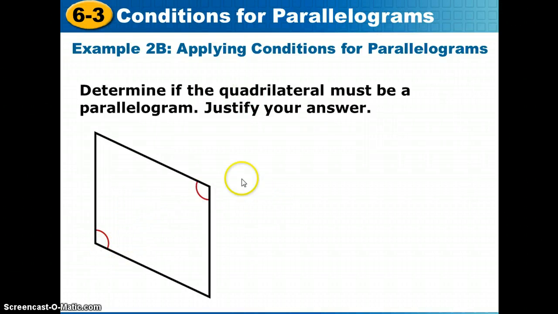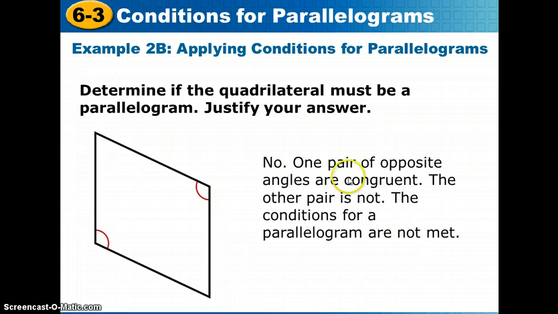Determine if this could be a parallelogram or not from the given information. No, we don't have enough information. We have one pair of congruent opposite angles, but that's not enough. So this is not a parallelogram.